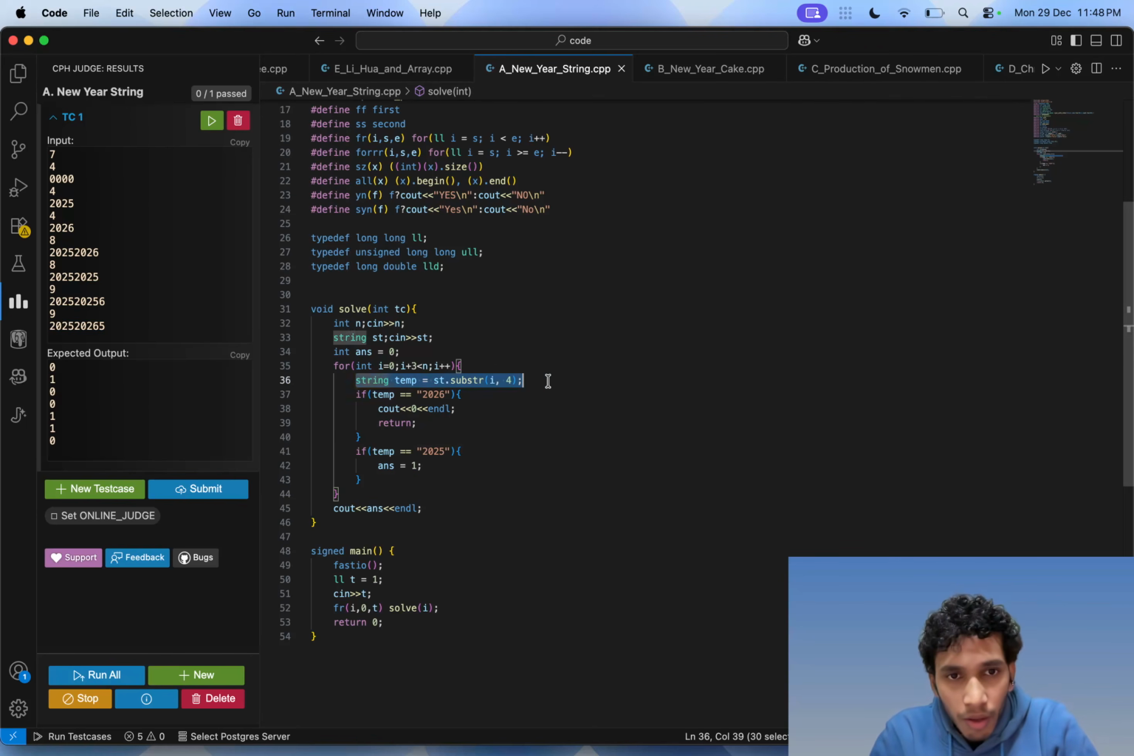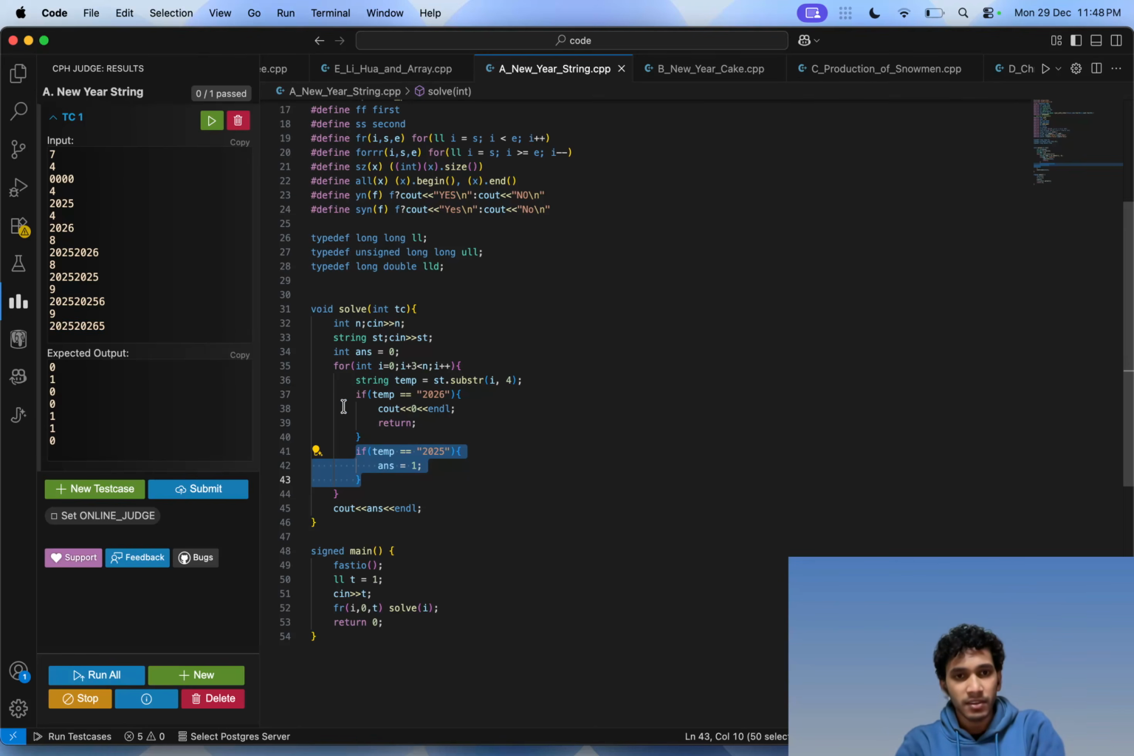Alright, now we got a substring of length 4. Now check if it is 2026. Print 0 right away because it is a New Year string. Alright, and if 2025 is present, then in this case update our number of operations required to 1. Now if 2025 is present and 2026 is not present, we are sure that our string is a non-New Year's string. And if 2025 and 2026 are both not present, our answer is still 0. That is, this condition is never satisfied. So according to both the cases, we just print answer and we got this accepted.